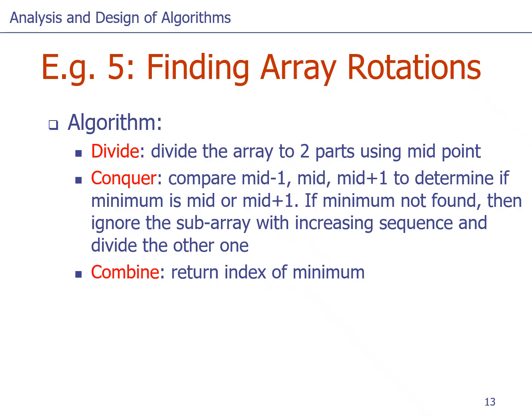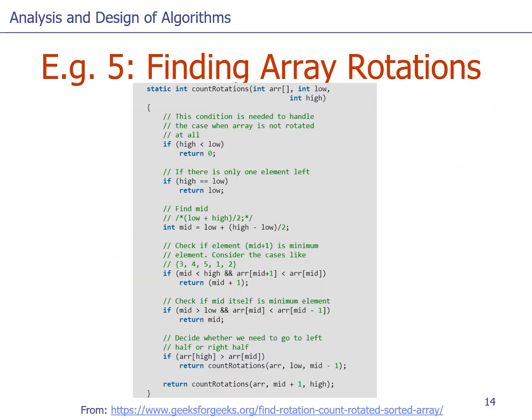So, again, here is the summary of our algorithm. The divide step: I will divide the array into two parts using the midpoint, just like in binary search. The conquer step: I will compare mid minus 1, mid and mid plus 1 to determine if the minimum is mid or mid plus 1. If the minimum is not found, then ignore the subarray with the increasing sequence and divide the other one. I hope this is clear by now, because we just went into discussion about all of this. And then finally I will return the index of the minimum. And here's the code. Again, I got this from Geeks for Geeks.